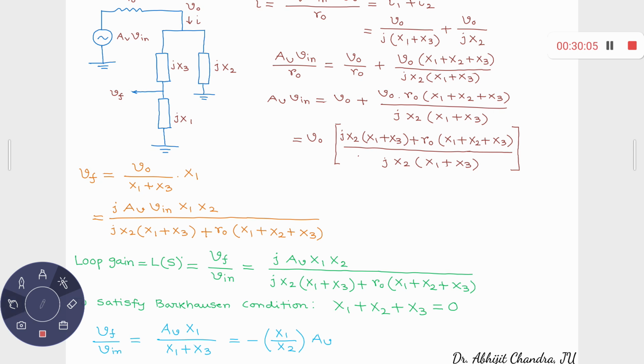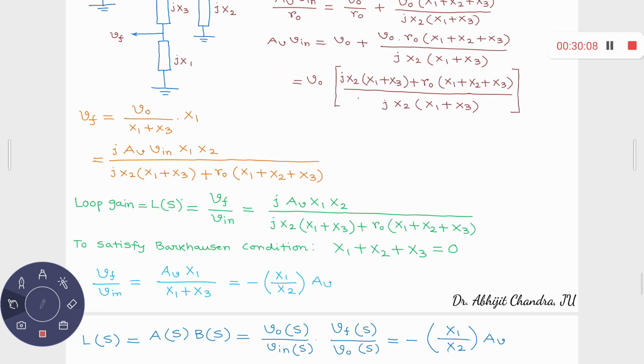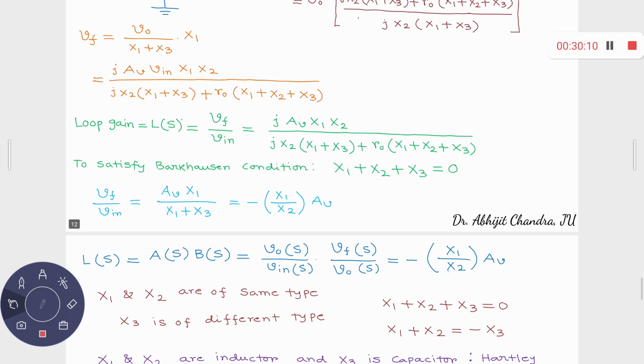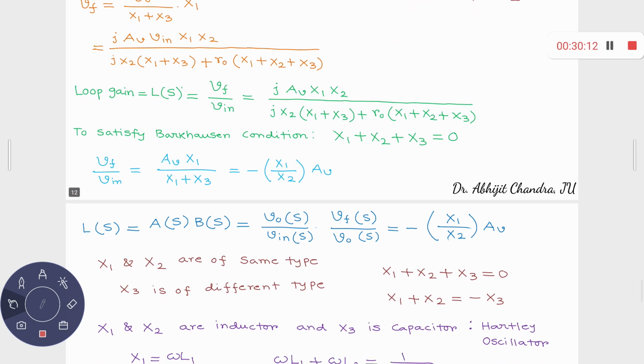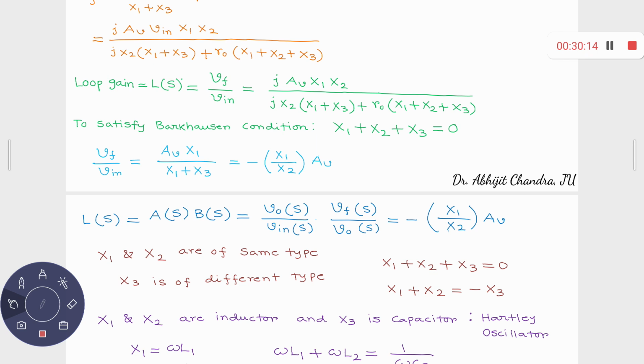And then x1 plus x2 plus x3 is equal to 0. Then what will be your LS? You can simply plug in those values. Then ultimately you are getting minus of x1 by x2 times AV. Minus of x1 plus x2 times AV. That is the loop gain.